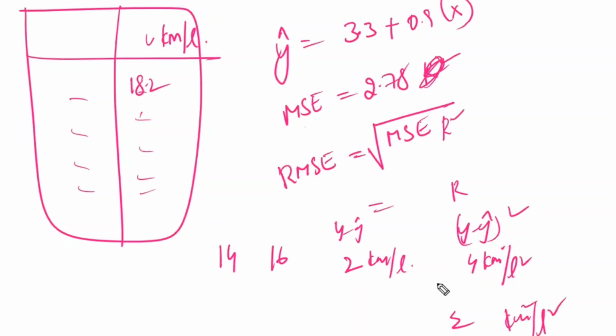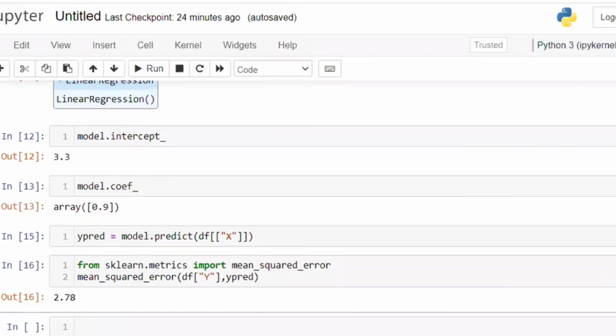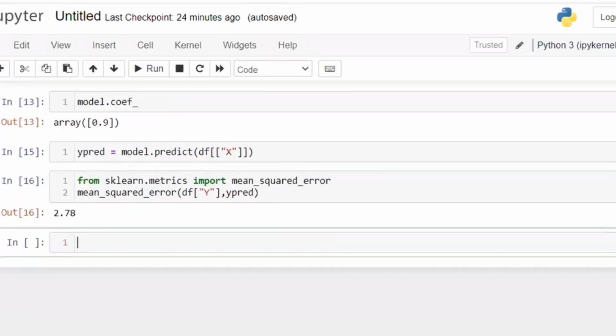I don't want kilometers per liter square. I want kilometers per liter. That means I have to bring it back to the original units, so I have to undo the square. That is the reason we apply the square root. In statistics also, we have seen variance and standard deviation. Do you remember? Variance applies the same logic of squaring, and after that we apply the square root. Same logic. So I don't want the units to be squared.